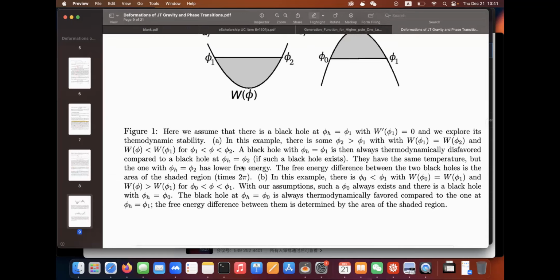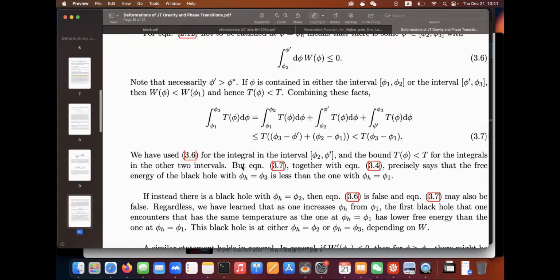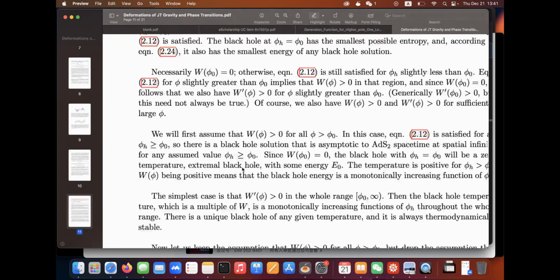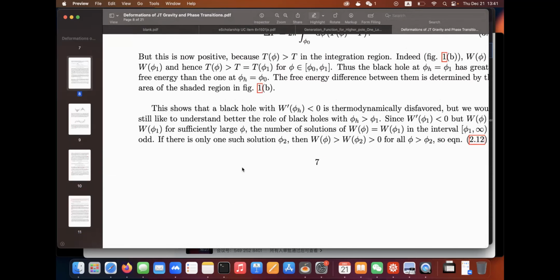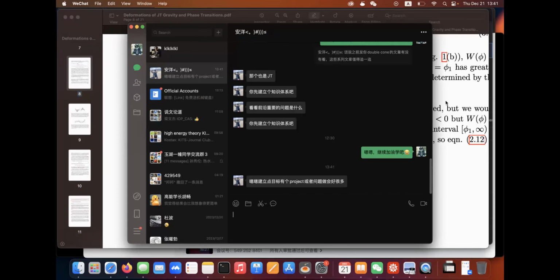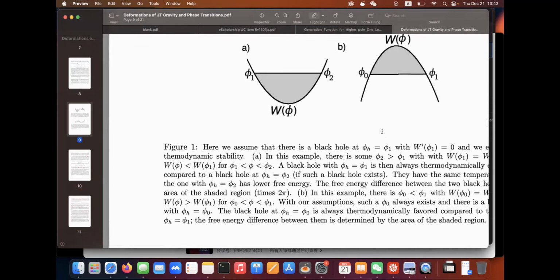Then there comes another discussion. I think I need to spend more time on this paper, but actually I think it's just quite a classical discussion of the phase transition. This is nothing more than our knowledge about the physics.